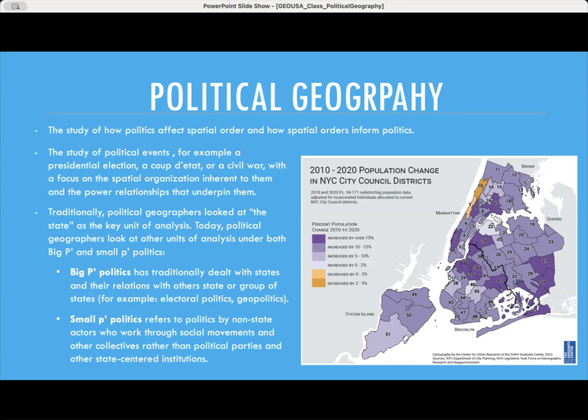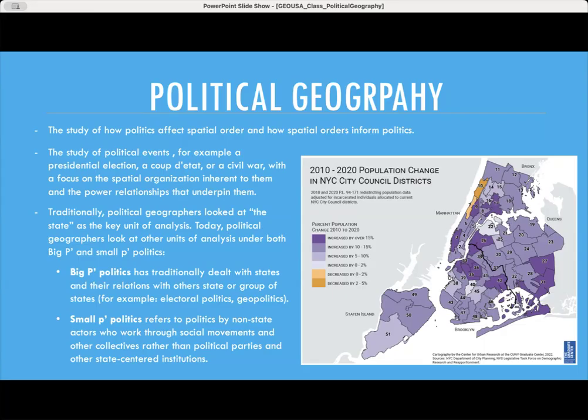So it's the study of how politics affects the spatial order, and how the spatial order also informs politics. So how does the landscape, how does the built environment and the natural environment influence political decisions or politics?